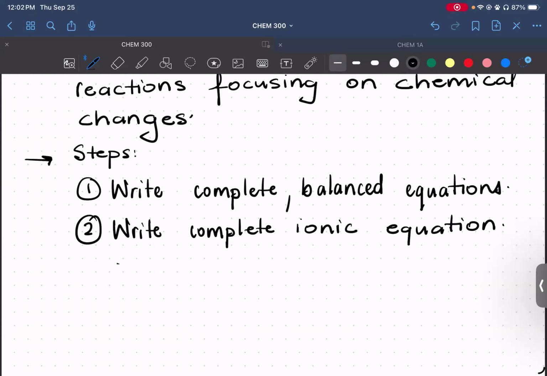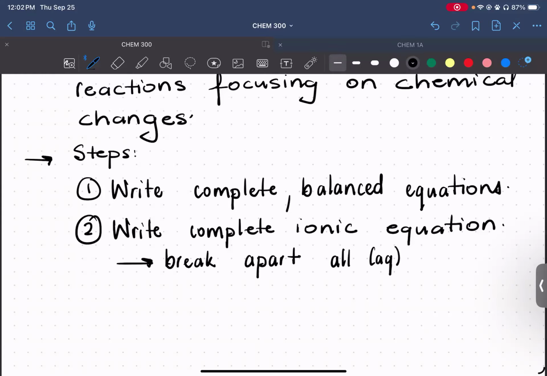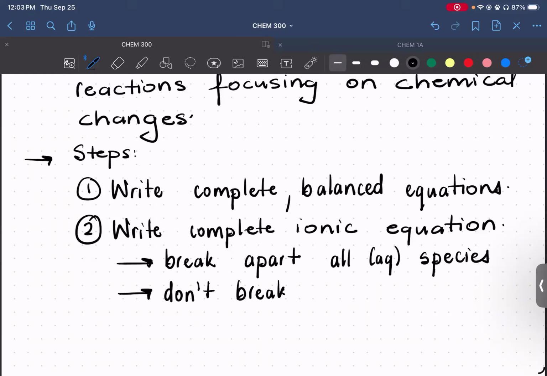To get the complete ionic equation, we will break apart aqueous species only. So the only ones that will be affected by writing the complete ionic equation will be aqueous species. You will leave the others alone. In other words, we will not break solids, liquids, or gases. Aqueous is all that matters.